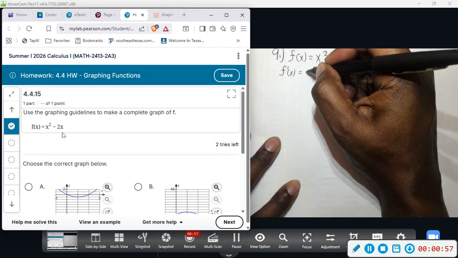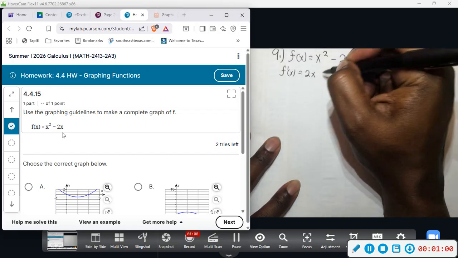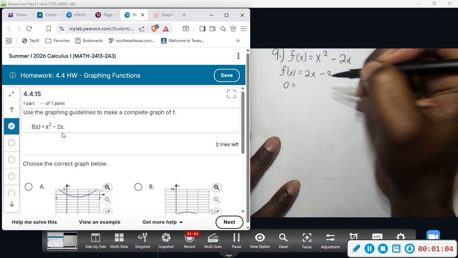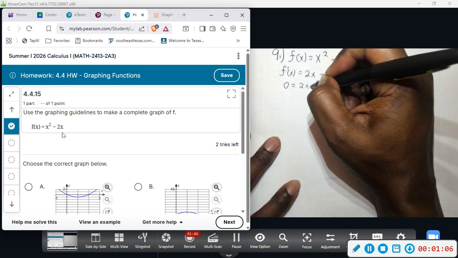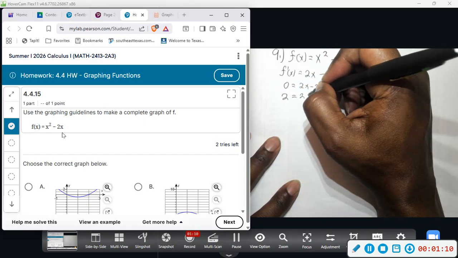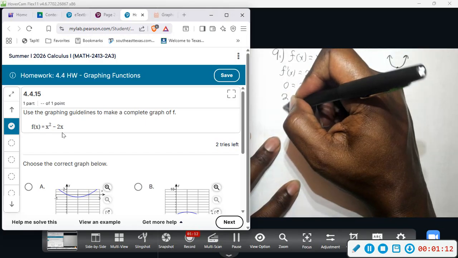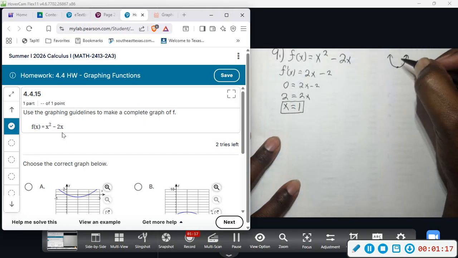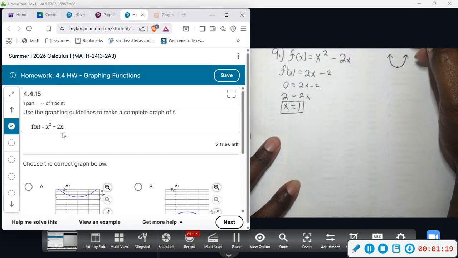Finding the derivative using the power rule, we get 2x minus 2. Set it equal to 0. And we get 2x minus 2 equals 0. Add 2. 2 equals 2x. Divide by 2. X equals 1. So my critical value is x equals 1, or that is the x coordinate of my minimum. That would also be the axis of symmetry if we were doing that part.